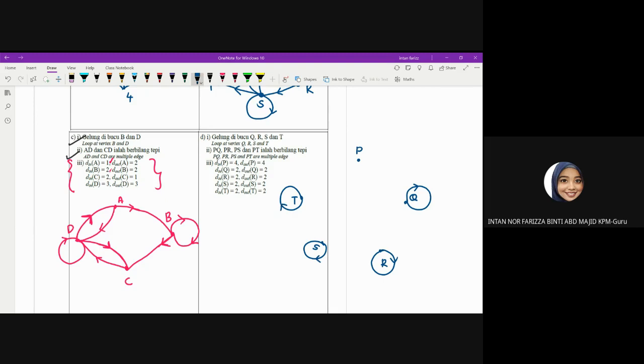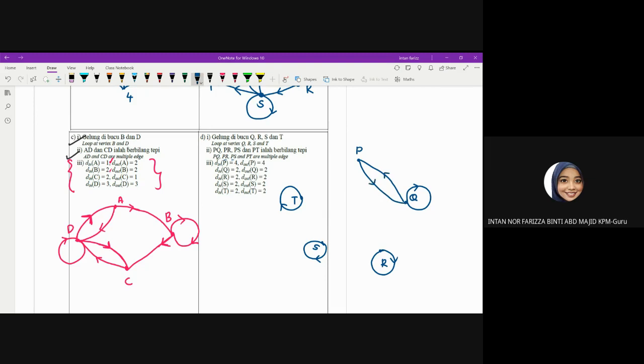Okay. Don't draw too small, otherwise it will overlap and look messy. Okay. There's some space for you there. So make sure you draw it properly. Don't squeeze everything too much. Okay, next. Your PQ, PR, PS and PT must be multiple edges. So I'm going to start with PQ. Multiple edges, so you straight away do the arrow, different direction in and out.